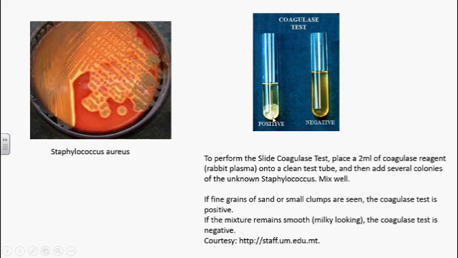So Staphylococcus aureus is one of the important organisms which is coagulase positive. When you compare with other organisms which are coagulase negative, if you inoculate them into a coagulase containing test tube, you can't see any grains, clumps or sand-like granules inside the test tube. So that indicates coagulase negative.